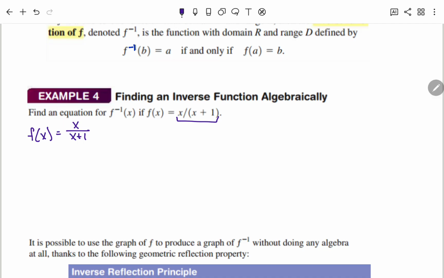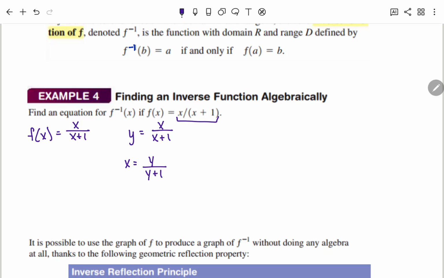Now, our first step to do this is to rewrite this with a y. Don't let that confuse you. So we're just y equals x over x plus 1. Then what I want you to do is switch your x and y's. So now I have x equals y over y plus 1.